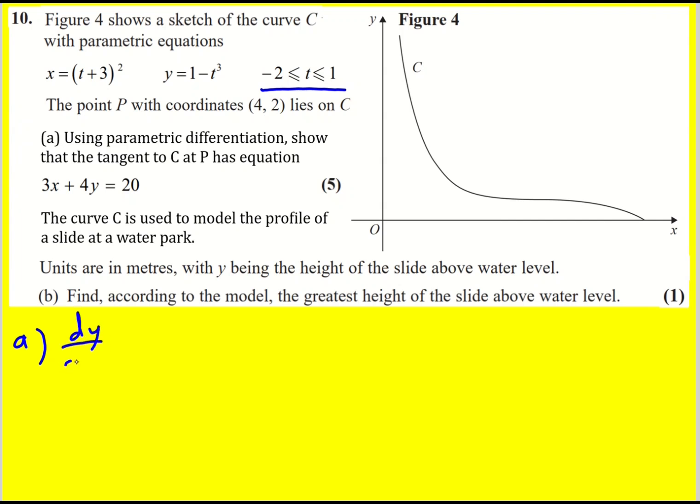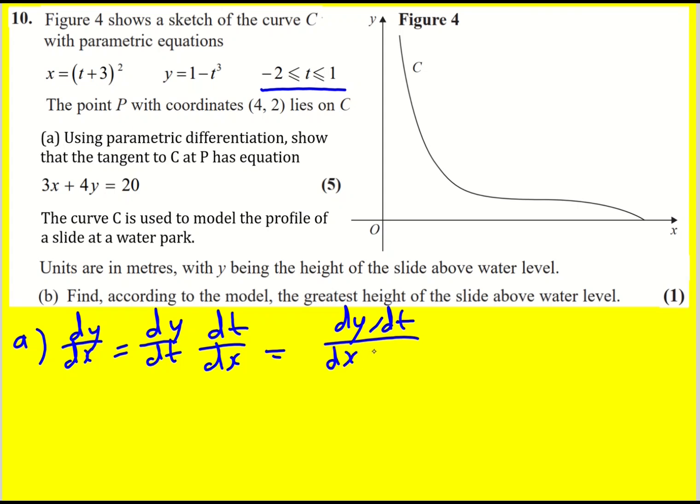So dy/dx, we can use the chain rule, it's going to be dy/dt times dt/dx. But it's best to just change that to dy/dt divided by dx/dt. And let's work out each of them. So dy/dt is equal to minus 3t squared. So that's going on top.